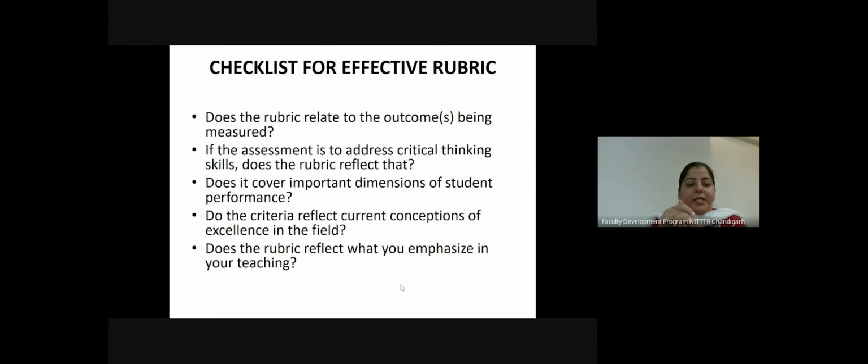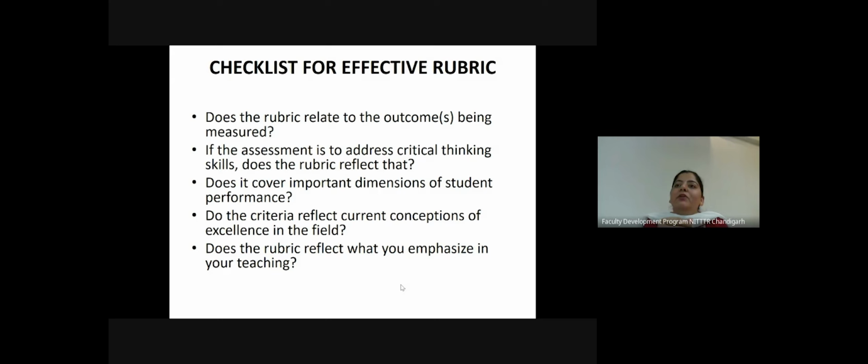Does it cover important dimension of the student performance? So what is the part that you want to develop? Is it skill? Is it knowledge? Is it behavior? So that need to be the of the maximum weightage. Do the criteria reflect current conception of excellence in the field? So when I'm saying excellent category student, what do you mean by excellence?